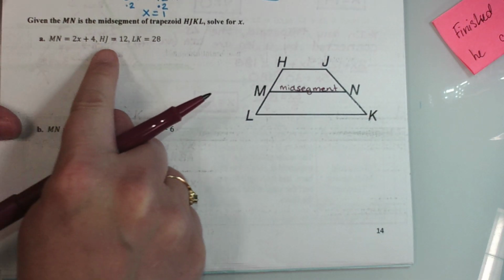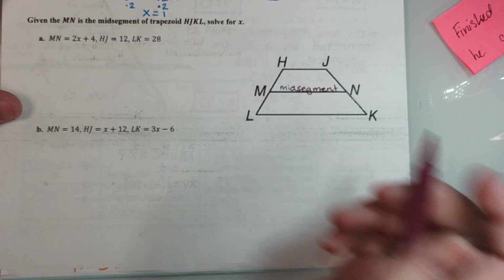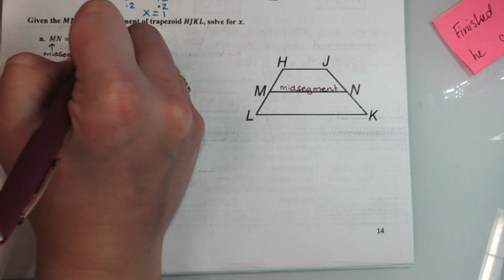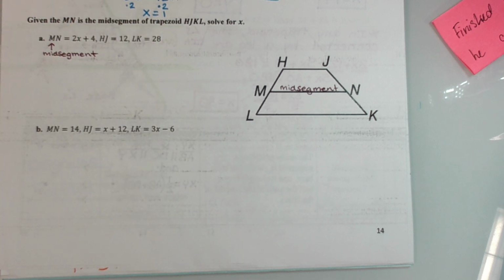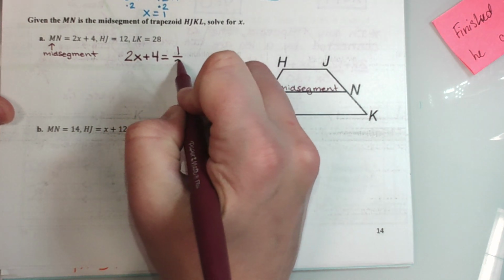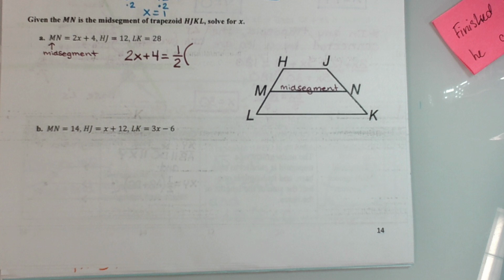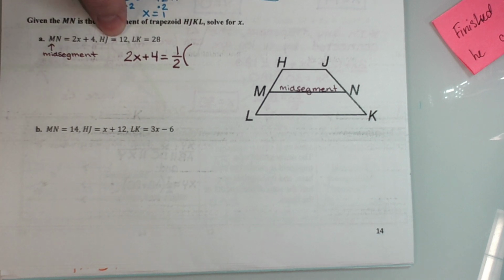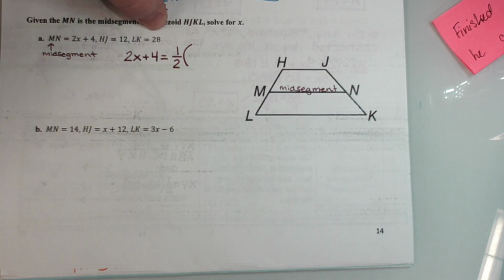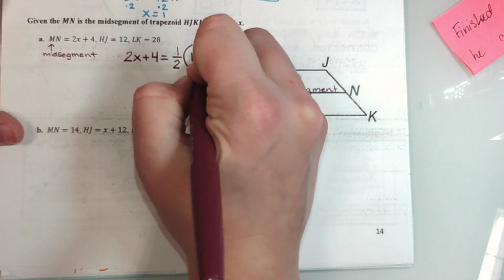MN is equal to 2x plus 4, HJ is 12, LK is 28. You identify your mid-segment, which in this case is still MN, and we plug into that formula the same way we did, even if the problems are a little more complex now. Mid-segment equals 1/2 in parentheses base plus base. MN is the mid-segment. Is HJ a base? Yep, it's one of the parallel sides. Is LK a base? Yes, it's one of the parallel sides. 12 plus 28.